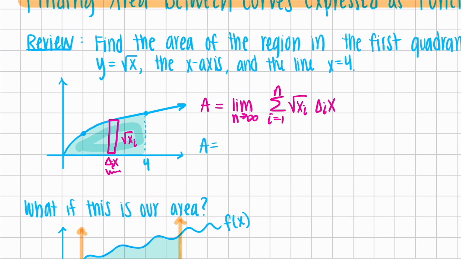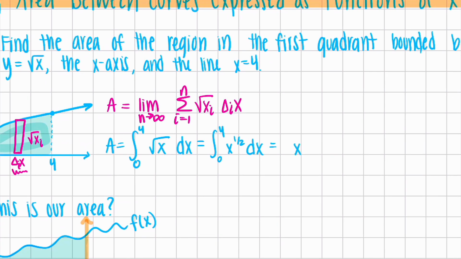So here I'm integrating in terms of x. I'm integrating from 0 to 4, and I'm integrating the square root of x dx. Keep in mind that this is the same thing as x to the 1/2. So when I integrate, I get x to the 3/2. I have a 2/3 out front, and I want this from 0 to 4.